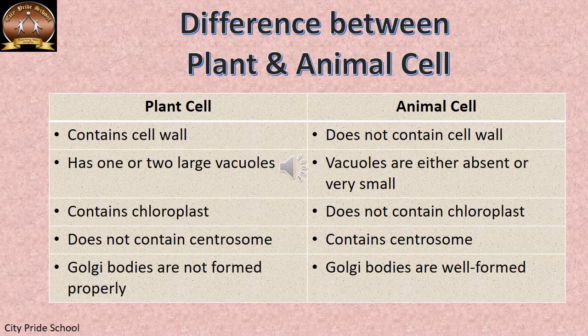Same way, we have centrosome, which is absent in plant cell, but it is present in the animal cell. Golgi apparatus again is not formed properly in plant cell. It is in the form of dictyosomes, whereas in the animal cell they are well formed.